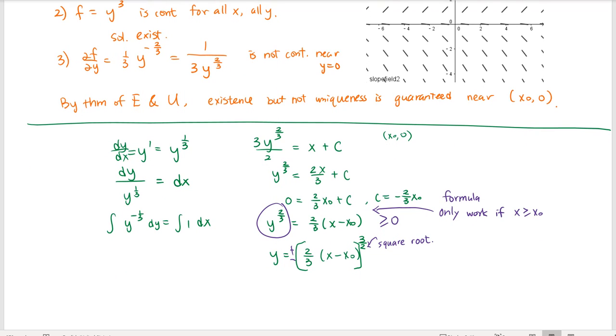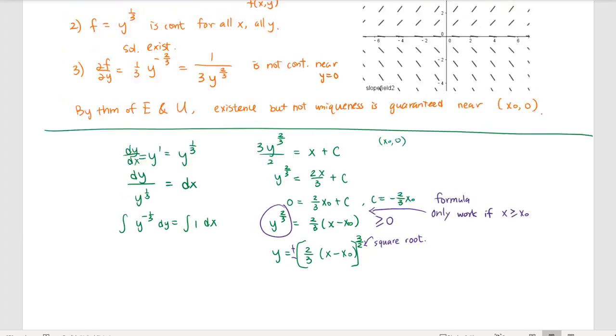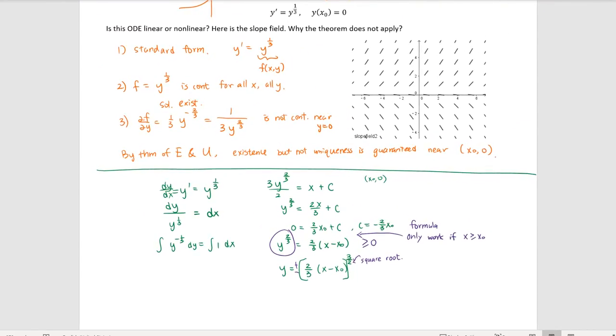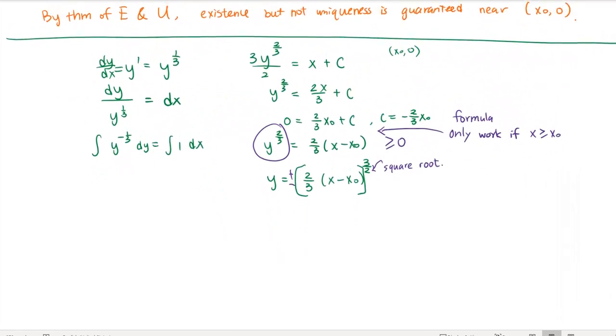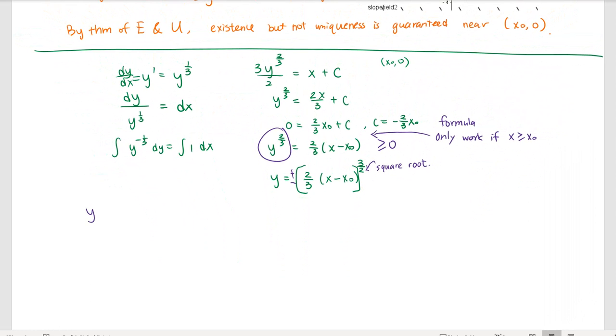So what does that mean? Let me draw some picture here. Keep in mind we have y prime equals y to the 1/3. Now I want you to consider y equal to 0. So this is a line. And do you realize y prime is also 0? So 0 equals 0. So y equal to 0 is a solution.